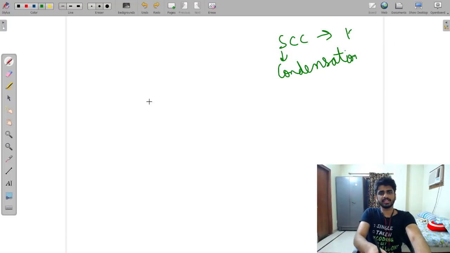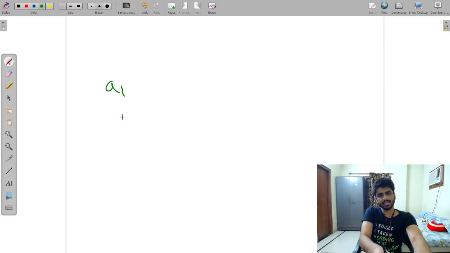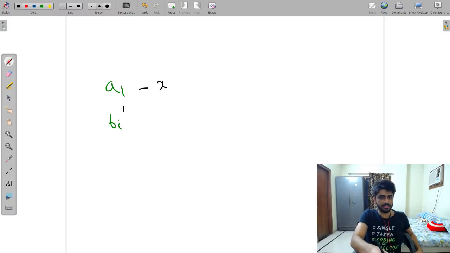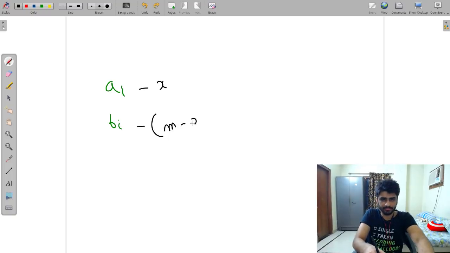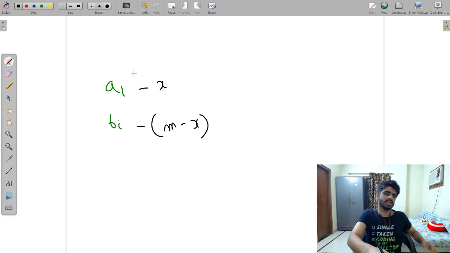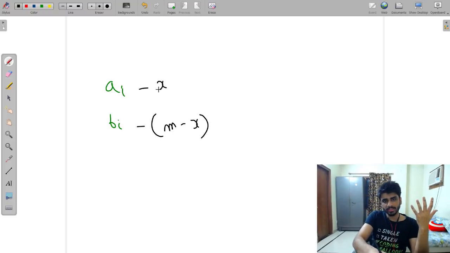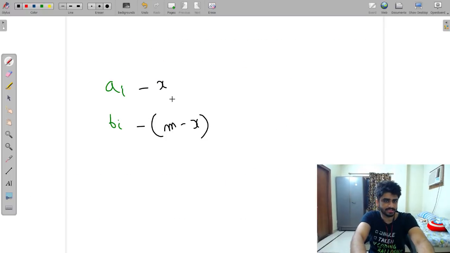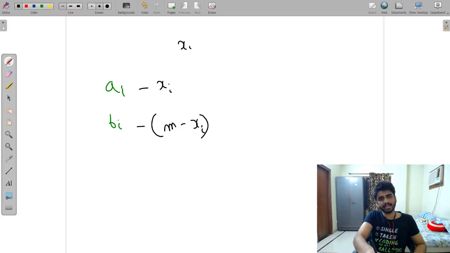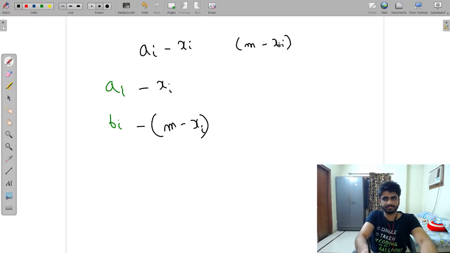Since each dish looks like ai and bi, and from this you can eat m, some amount xi of a will be subtracted, and the remaining m minus xi will be subtracted from b. So if you see the effect on the total balance, let's call these xi. From each dish, ai is subtracted as xi, and bi is getting subtracted as m minus xi, right?